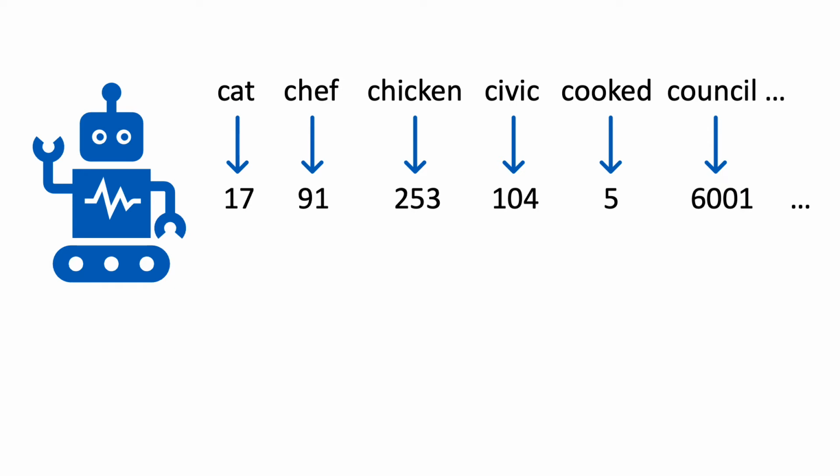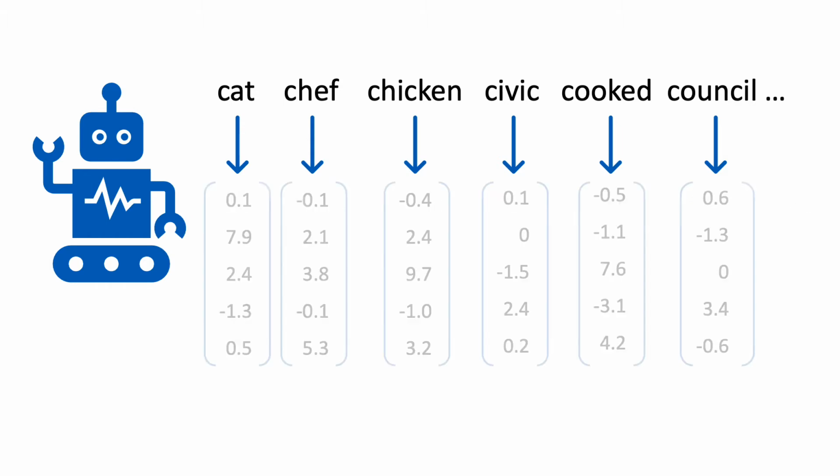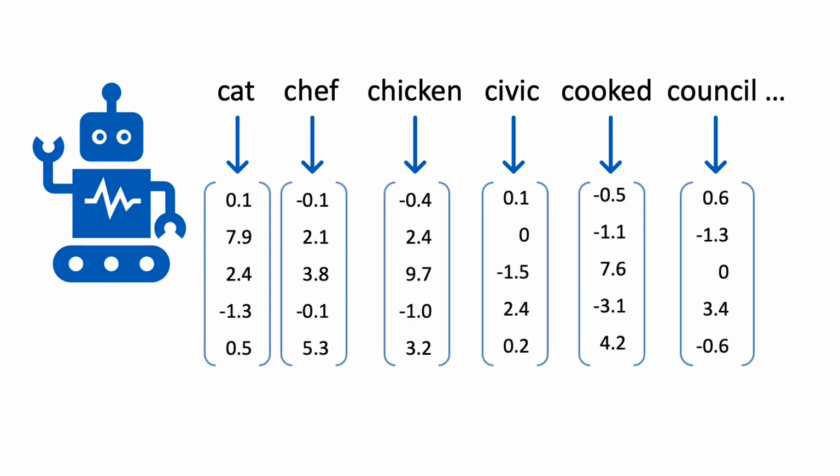In this video, we're going to talk about ways of representing words using vectors of numbers, where the numbers capture some aspect of word meaning. We also call these embeddings, since we're embedding words into a vector space.